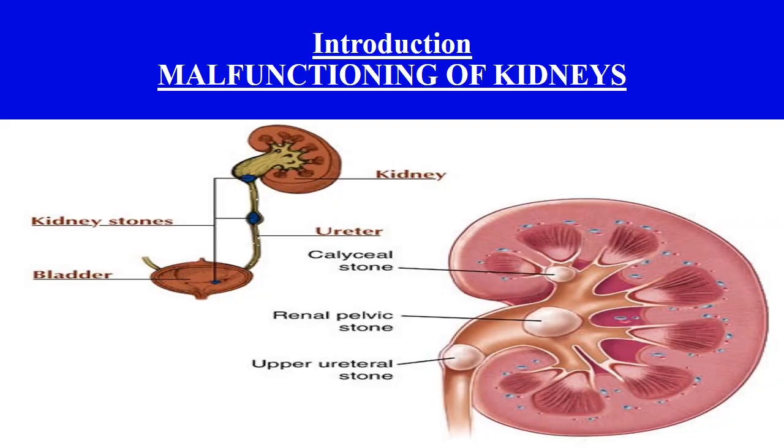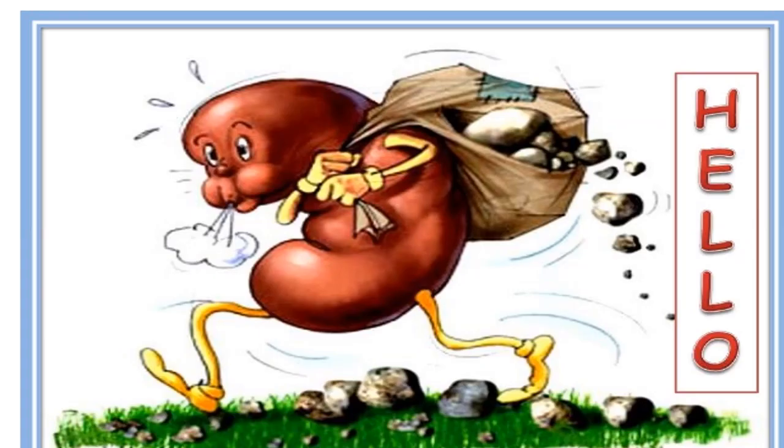Malfunctioning of the kidneys. Introduction. If the kidneys are not working properly, that means malfunctioning of the kidneys is there. So the stones will be formed. These stones can be inside the kidney, they can be at different regions in the renal pelvis, or they can be in the ureters, they can be in the urinary bladder. Anywhere these stones can be formed. So why they form and how we can get rid of those stones, we will see.